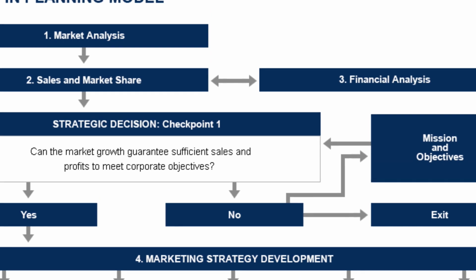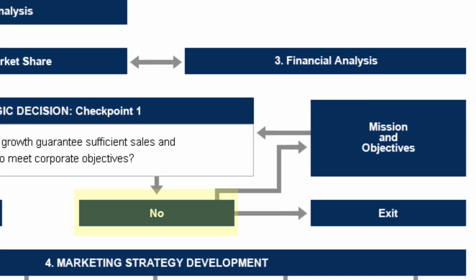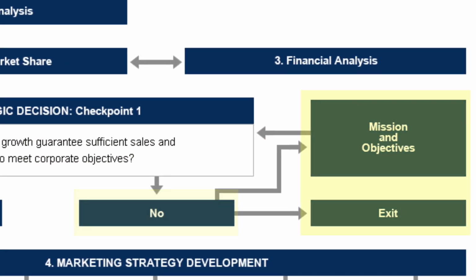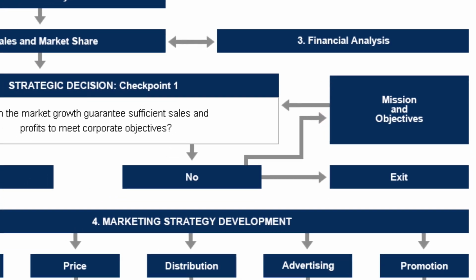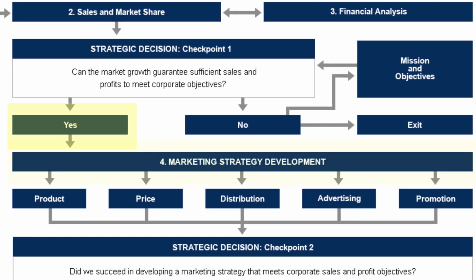There is one more unique feature in the MARFIN model that we need to cover: the introduction of strategic financial checkpoints. Here is how it works. We arrive at the first financial checkpoint after we've analyzed the market and finalized our sales and share projections. Can the market growth guarantee sufficient sales and profits to meet corporate objectives? If no, we go back to corporate management and evaluate whether we should continue with more modest objectives. In some cases, the prudent decision might be to withdraw from the market entirely. If yes, then we continue to develop a marketing strategy to obtain our goals.